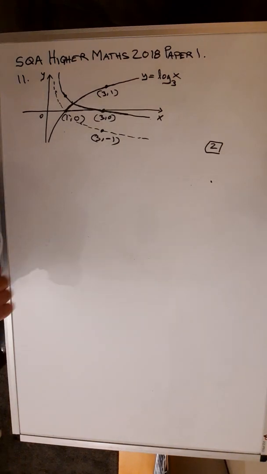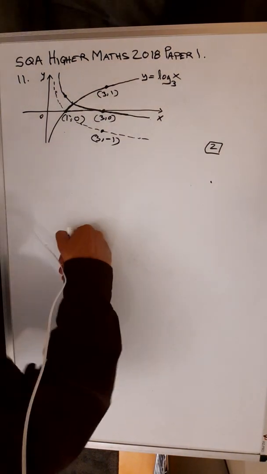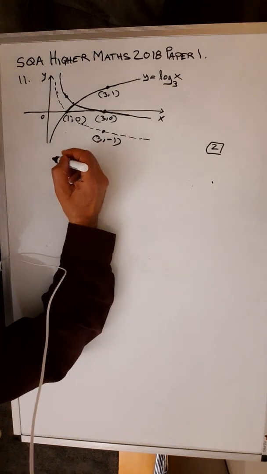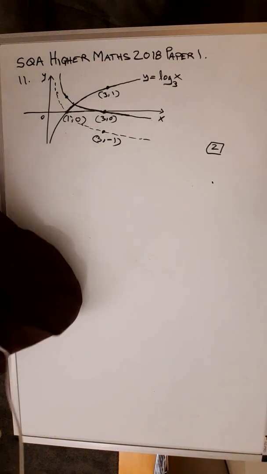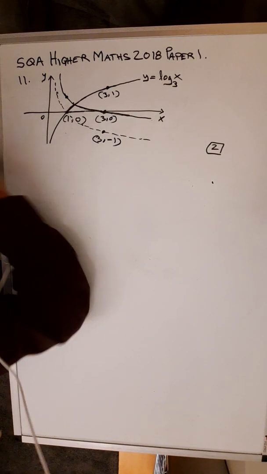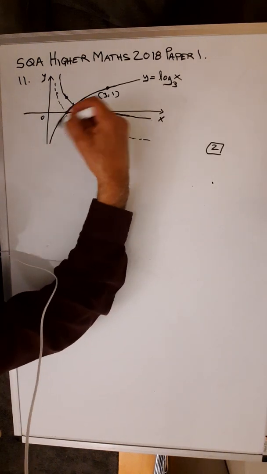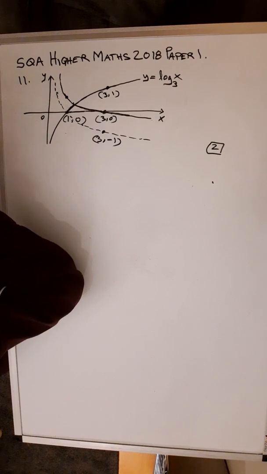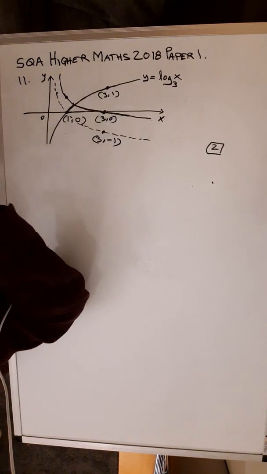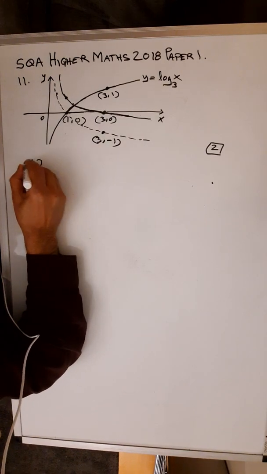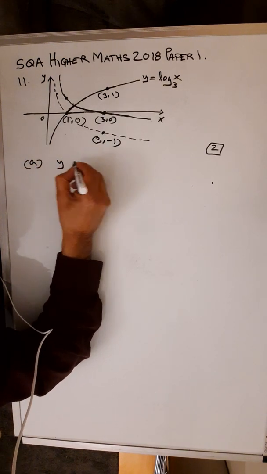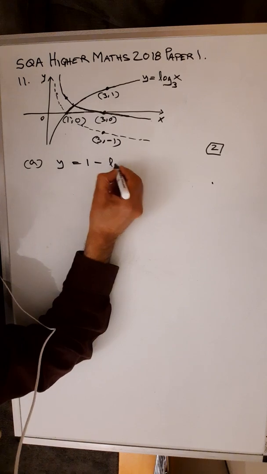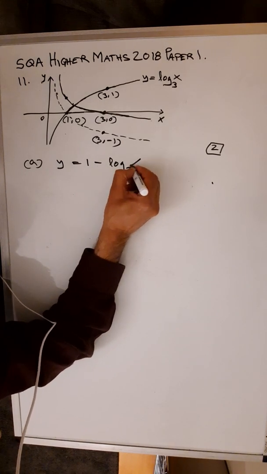SQA Higher Maths 2018 Paper 1 question number 11. The diagram shows the curve with equation y is equal to log to the base 3 of x. That's this curve here. On the diagram in your answer booklet, sketch the curve with equation y is equal to 1 minus log to the base 3 of x. That's for part A. y is equal to 1 minus log to the base 3 of x.